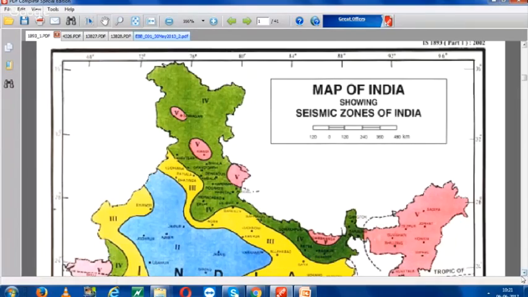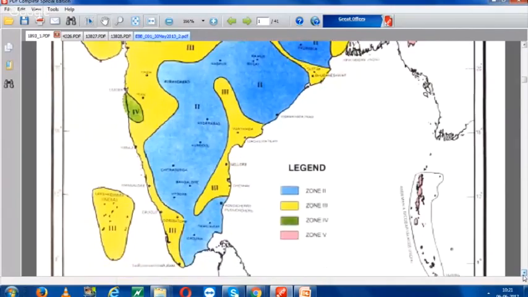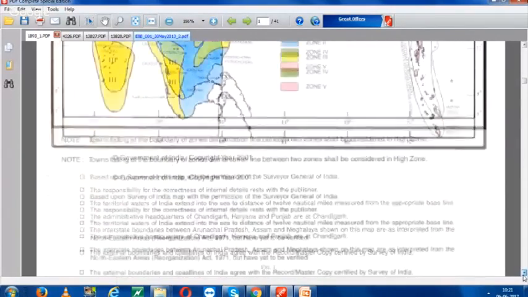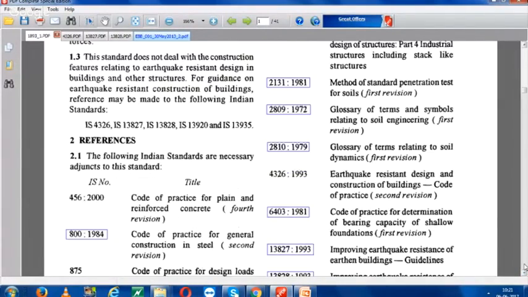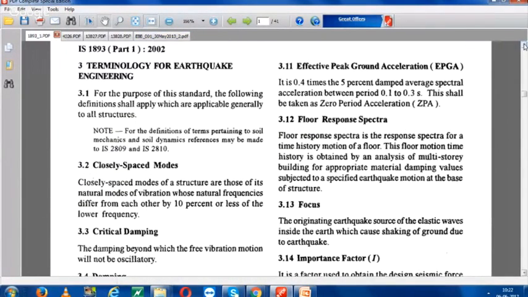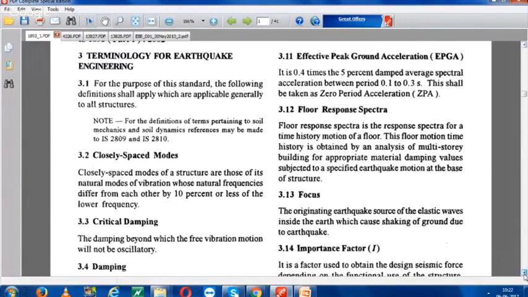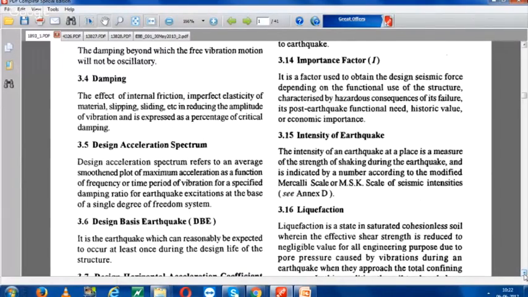Here you can see the seismic zonation map in which 4 zones are there. And here some of the terminology for earthquake engineering is given, like what is damping: the effect of internal friction, imperfect elasticity of the material, slipping, sliding, etc., in reducing the amplitude of the vibration. That is called damping.